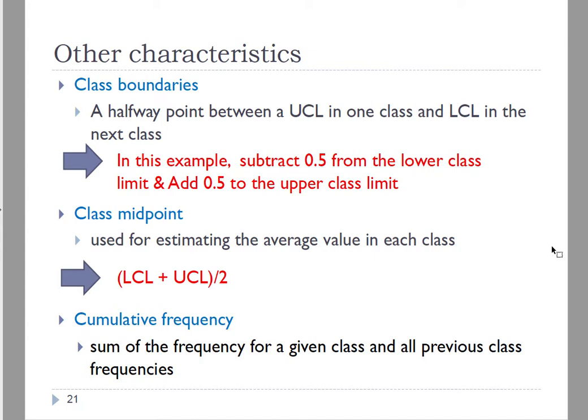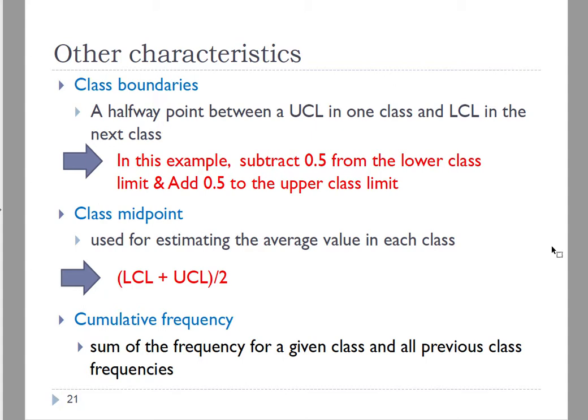And we've got to figure out our class boundaries. That is a halfway point between a UCL, upper class limit, in one class and a lower class limit in the next class. In this example, we're going to subtract 0.5 from the lower class limit, and we're going to add 0.5 to the upper class limit. A lot of times we also need to find the class midpoint, and this is used for estimating the average value in each one of those classes. All we're going to do is take our lower class limit plus our upper class limit and divide it by 2. So we're looking for the lower class boundaries and our upper class boundaries.